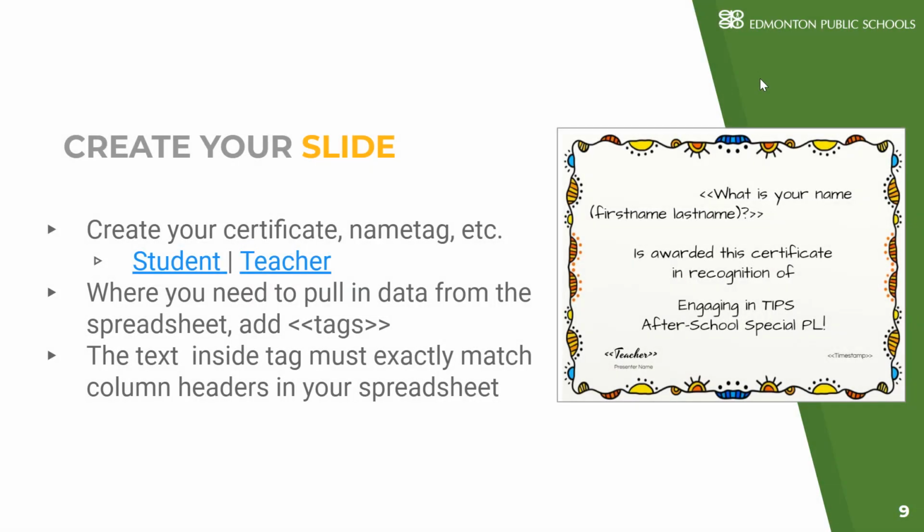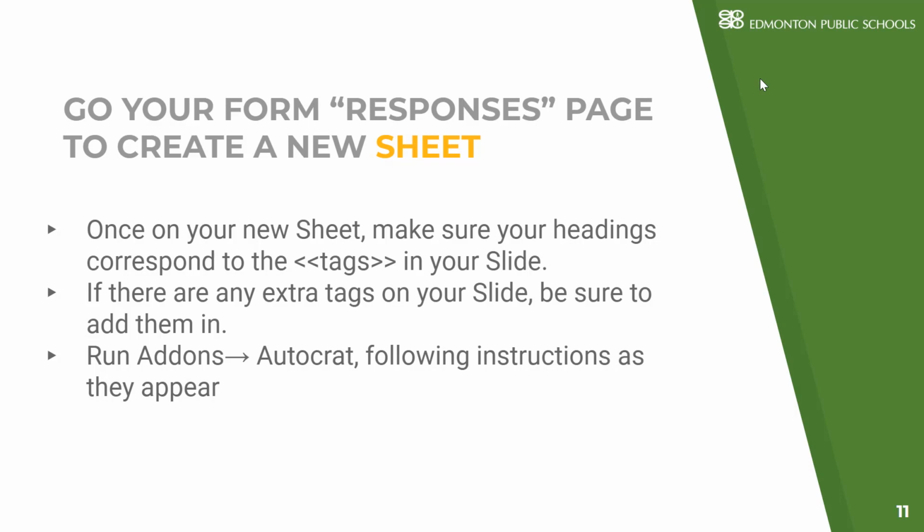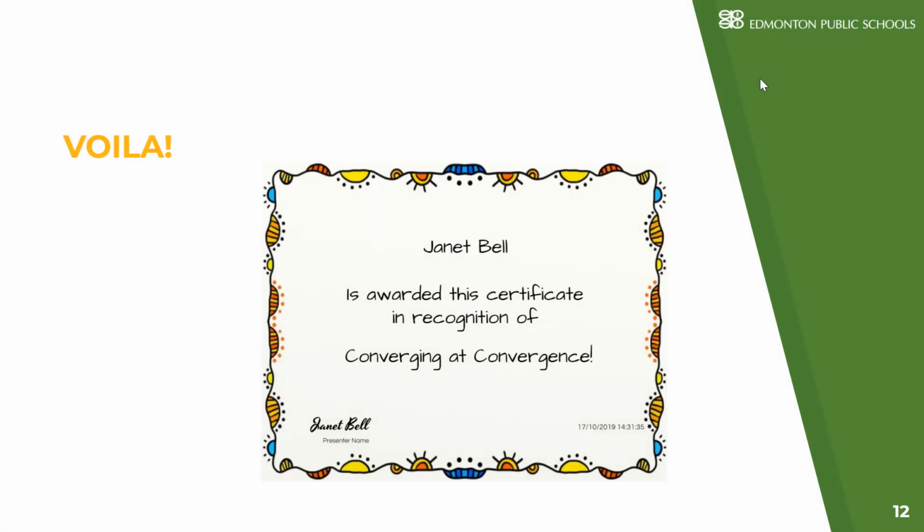We're going to create the slide using a template that I've created. Then we're going to use a form to feed the sheet. You'll go to your form responses page and create a new sheet, and within that sheet you're going to run the Autocrat add-on, and voila, you are going to have a certificate at the end.